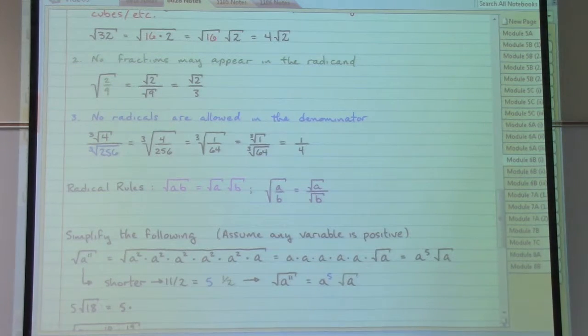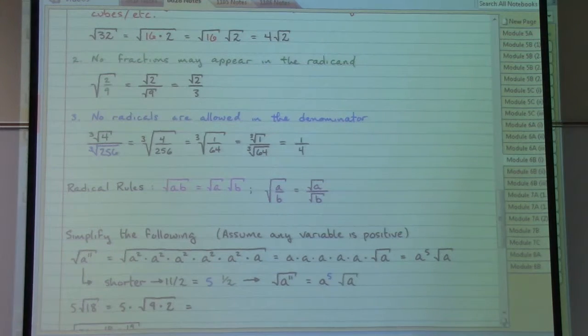So if we take the 18 and we break it apart as a 9 times 2, then we have our pink rule there in the middle of the screen that tells us we're allowed to separate the square root of 9 so that the other piece would be a square root of 2. Because the square root of 9 has a nice answer to it, we can work that part out. The square root of 9 is 3.